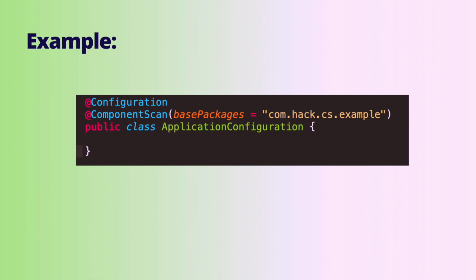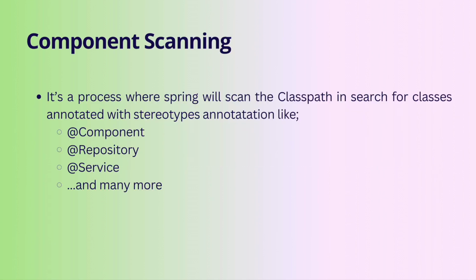This is quite simple. One more time, what is component scanning? Component scanning is a process where Spring will scan the class path in search for the classes annotated with stereotype annotation. You have to remember this line, because if you remember this line, then it will be easier for you to stand out. Say with me again. Component scanning is a process where Spring will scan the class path in search for classes annotated with stereotype annotations. You can also say annotation, whereas you could also give examples: component, repository, and service.